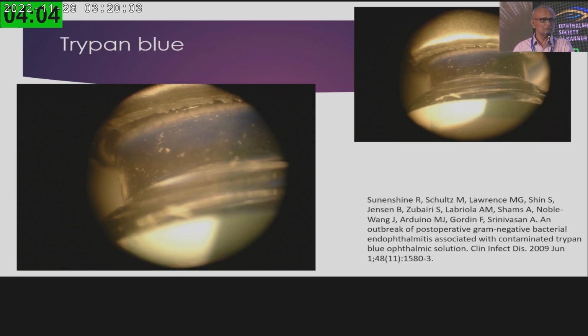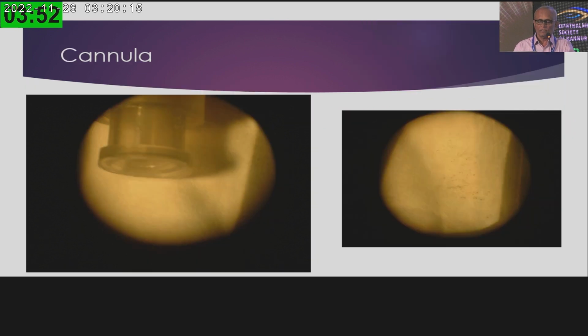This also I have got it from our hospital. This is a Trypan Blue bottle, and the endophthalmitis from this has been reported. We didn't use it. Luckily, we saw that deposits there. It happened in the disposable cannula also, and it grew aspergillus.